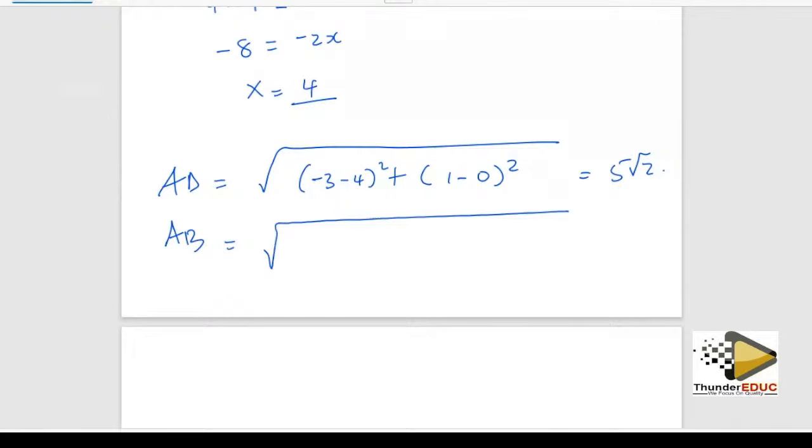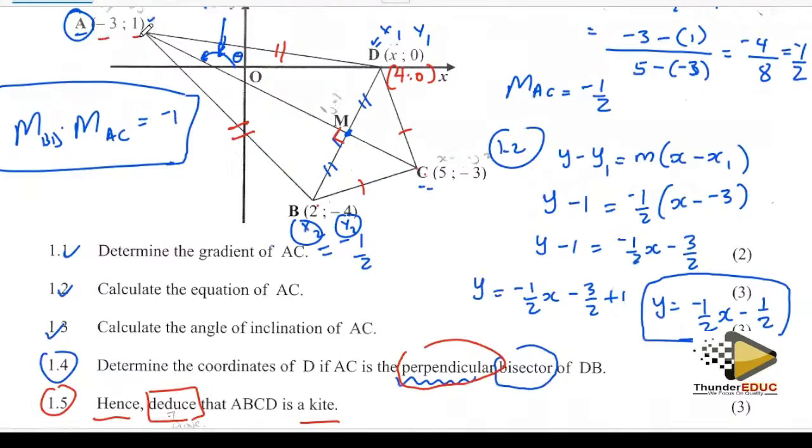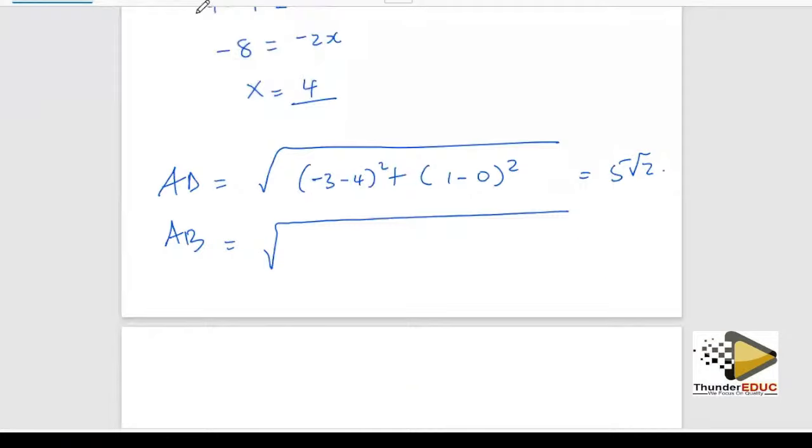So it's going to be more or less the same thing. I'm going to look at -3 and 1, and then 2 and -4. When I substitute into the distance formula, I'm going to have -3 minus 2 squared plus 1 minus -4 squared. When I punch that into my calculator, that's a 5, and that's also a 5. So I'm also getting 5√2.